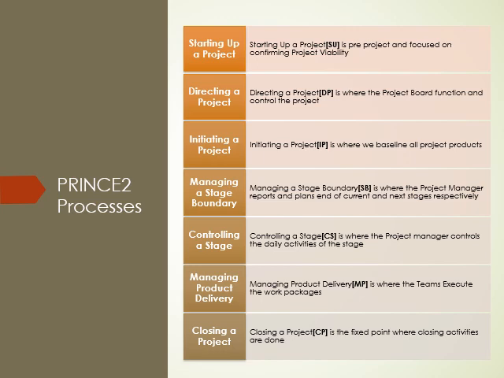Managing the stage boundary is where the project manager reports and plans end of current stage and the next stages respectively. Controlling the stage is where the project manager handles the daily activities of the stage. Managing the product delivery is where the teams come together to execute their own part of the project, which is to create deliverables. And finally, closing the project is where we hand over what we've done during the project as a fixed point where closing activities are done. So let's go into details now.